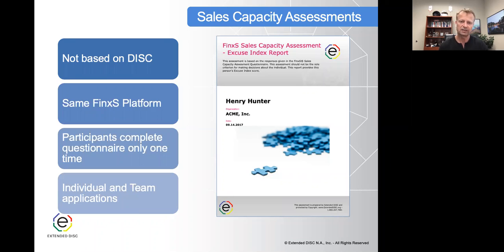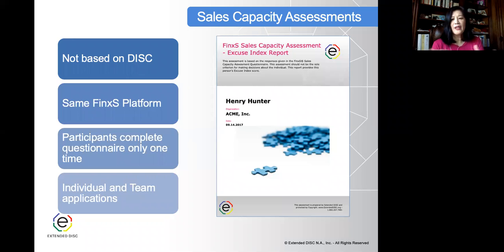The good news with sales capacity is that it's the same as the DISC questionnaire and assessments. You complete the questionnaire one time and you get access not only to all of the individual sales capacity assessments, but to all of the team assessments as well. Today we're presenting focused reports on the excuse index, but the excuse index is also part of many other reports, or you can customize and put it into any of the sales capacity assessment reports if you choose. This flexibility of getting the information you need in the right report is one of the hallmarks of this suite of tools.